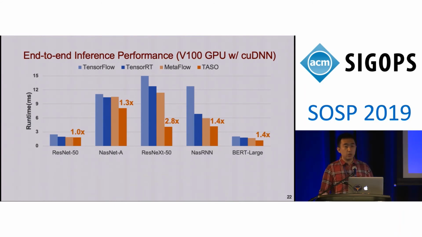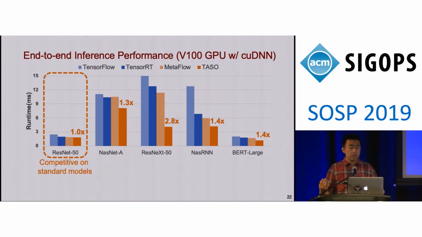And this figure shows the end-to-end inference performance between TASO and existing graph optimizers on V100 GPU using the cuDNN library. That's the CUDA library for deep learning. And each bar shows the inference performance, so the lower the better. And TASO can achieve competitive performance on standard models by only using automatically generated optimizations. And this means that TASO can automatically discover performance-critical optimizations on standard models.